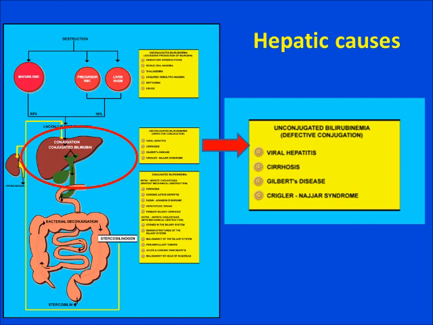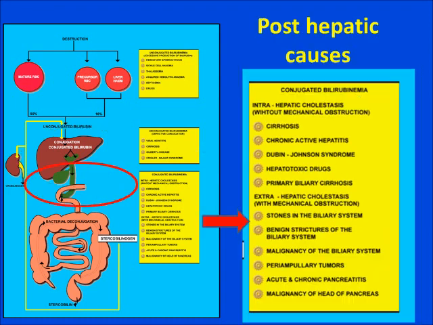Unconjugated bilirubinemia is also produced due to defective conjugation of bilirubin in the liver. The diseases are limited to the liver, like viral hepatitis, cirrhosis, Gilbert's disease, and Crigler-Najjar syndrome. Once conjugated, the conjugated bilirubin reaches the gut through the bile, and defects here produce conjugated bilirubinemia. The causes are intrahepatic and extrahepatic.